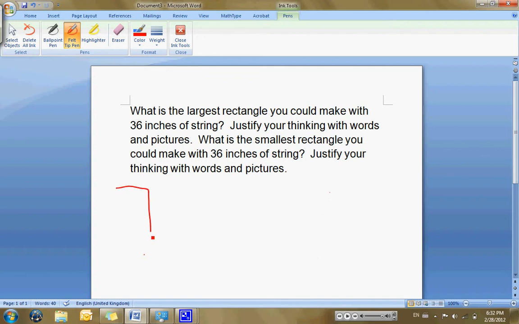So now we have a rectangle there. So this plus this plus this plus this has to equal 36. As we know, in a rectangle this side and this side are the same, they're congruent, and this side and this side are congruent. So instead of finding what it would be for all four, you could just find out for this and for this.